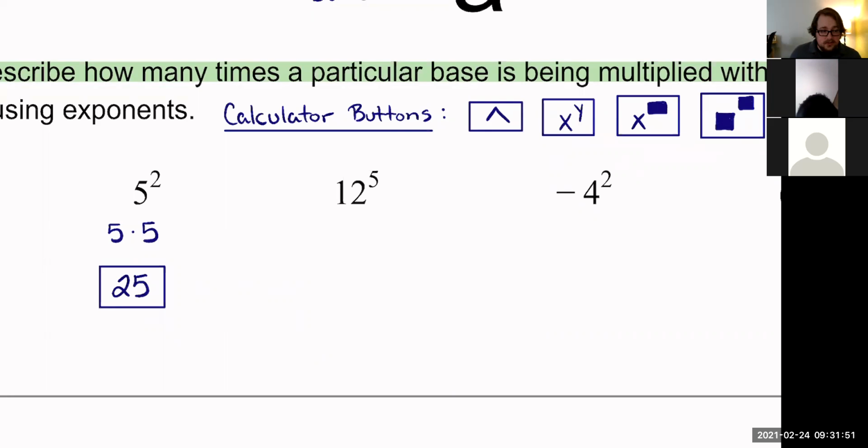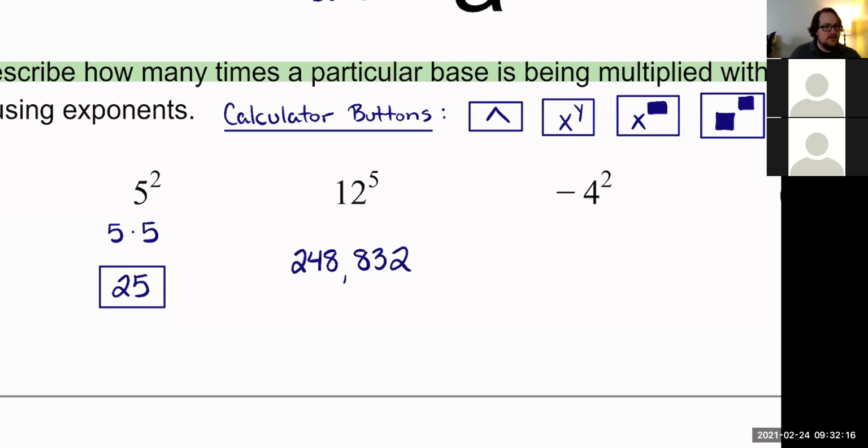Once you feel comfortable with your device, try it again and evaluate for me 12 to the power of 5. Do you want the answer? Yeah, if you don't mind. 248,832. 248,832, you said? Yes.